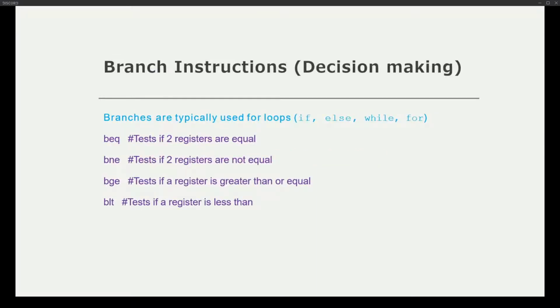There are also branch instructions, which we use for if statements, else, and different types of loops like while, for, and do while. We have branch equal, which tests if two registers are equal to each other. Branch not equal, which tests if two registers are not equal to each other. Branch greater than, which tests if a register is greater than or equal to another. And branch less than, which tests if a register is less than some other register.